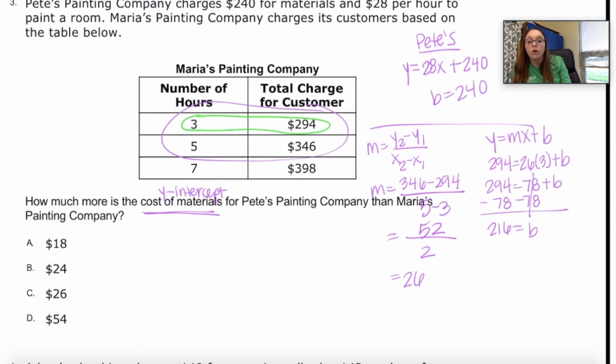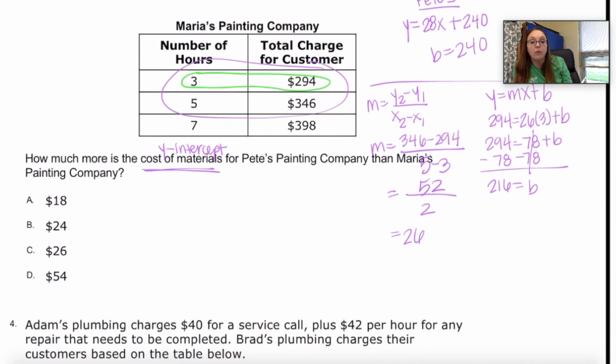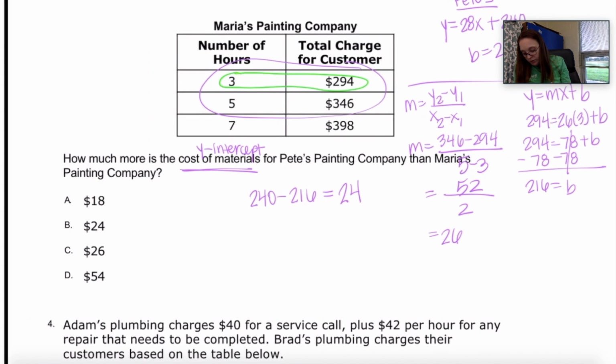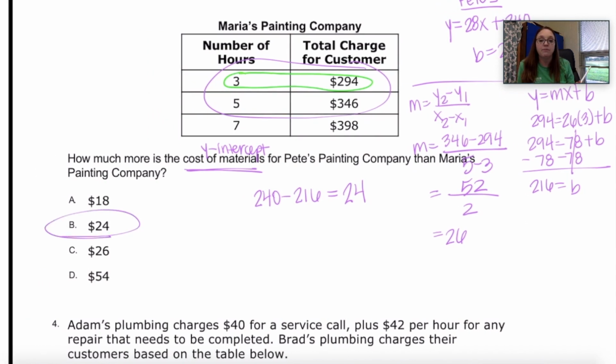How much more is the cost of materials for Pete's company than Maria's? So 240 versus 216. So we need to subtract those two. So what is 240 minus 216? $24. So we're looking at answer choice D.